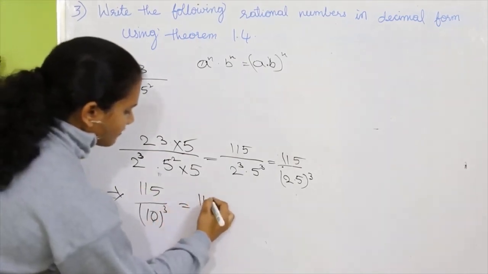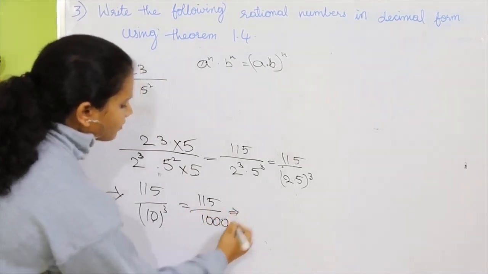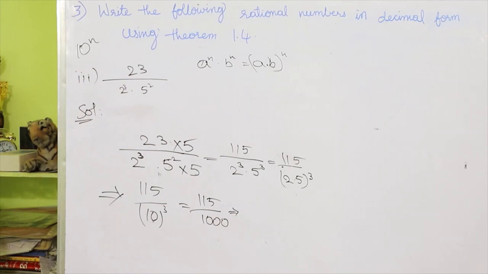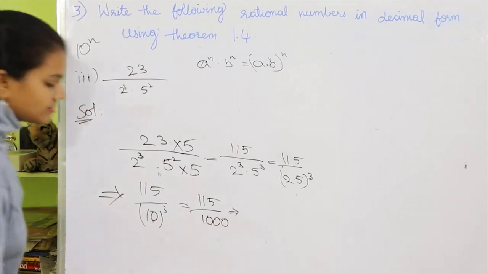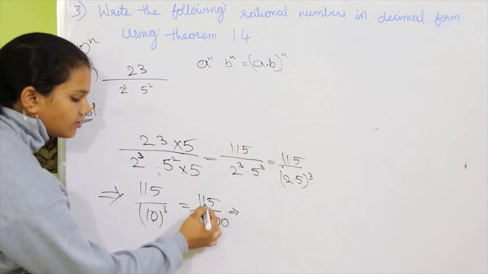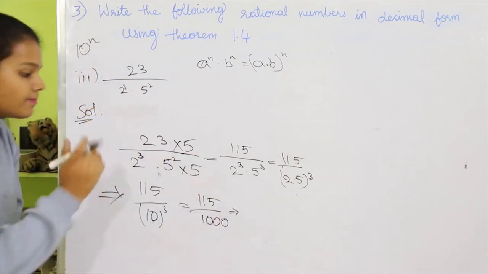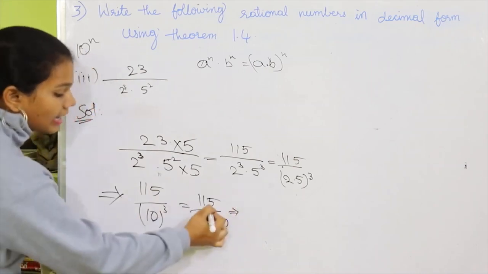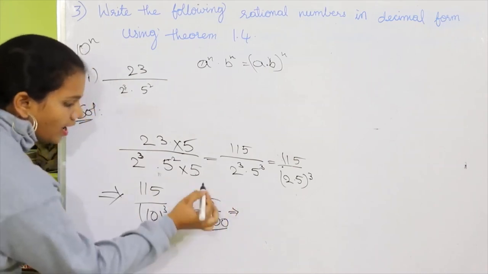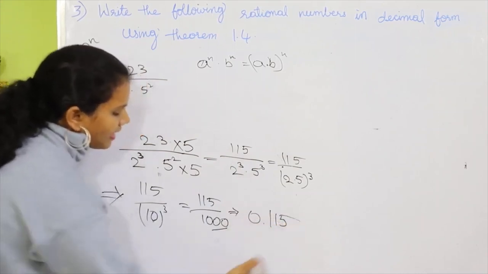Clear? 115 by 1000. Now guys, what do you do? You go for the decimal form. Decimal means what? It's very easy. You have 3 digits over here, you have 3 zeros over here. 1, 2, 3, put a decimal point after 3 digits, because here I have 3 zeros. So make the decimal point after 3 numbers. 1, 2, 3. Go. Here you have 0.115 as the answer.